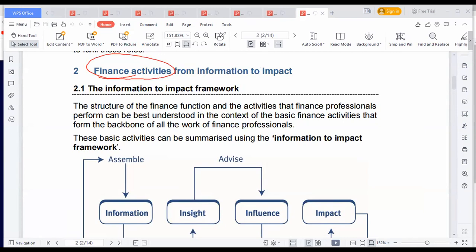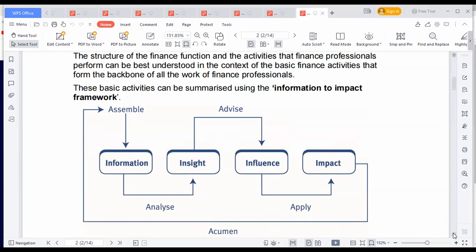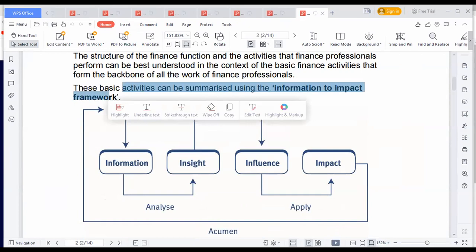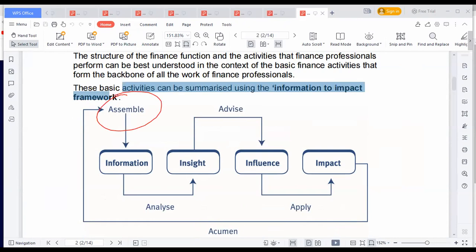Okay, so the information to impact framework is actually made up of what? That is what we need to look at. So let's get into it. This is the information to impact framework. The first thing that finance professionals do is assemble. What they assemble is information. It's the gathering, the assembly of information. So as accountants, as finance professionals, we gather information. And when we gather information, what do we do with it? We need to be able to analyze that information.